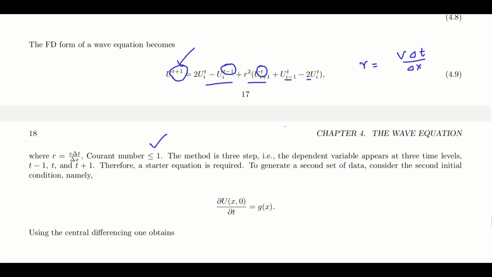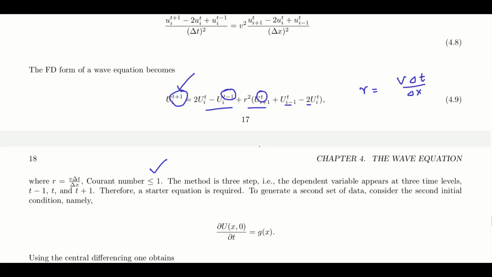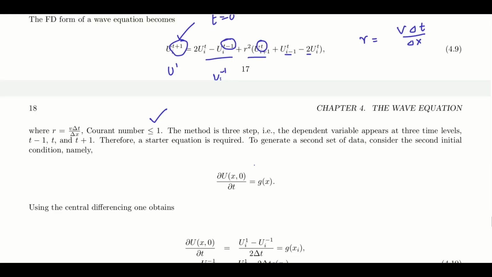Now there is another set of conditions. We need a starter equation, because at t equals 0 this equation becomes u_i^1, but there comes u_i^(-1). So that is why we need a starter equation. After starting, we will use this equation 4.9, and for that matter ∂u/∂t equals g(x).